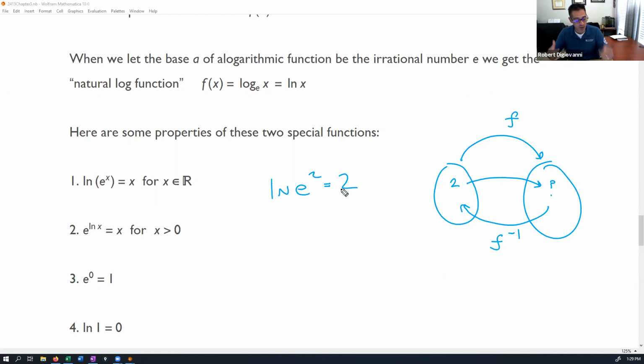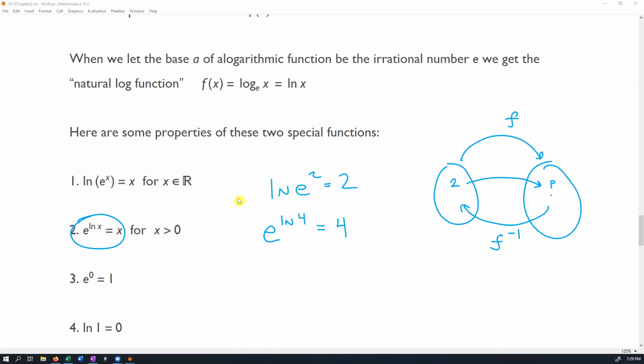Now you could reverse it, and that's what this next property is, which is if you do e raised to the natural log of, let's say 4, this should spit out 4. And that's the same thing. You're composing two inverse functions together, and so they kill each other off. Okay, those are properties from Cal 1. I mean, sorry, from college algebra.